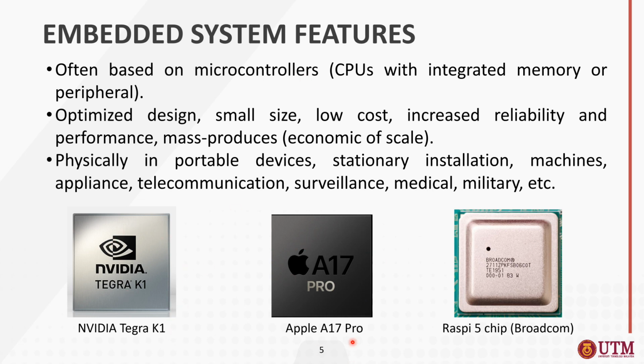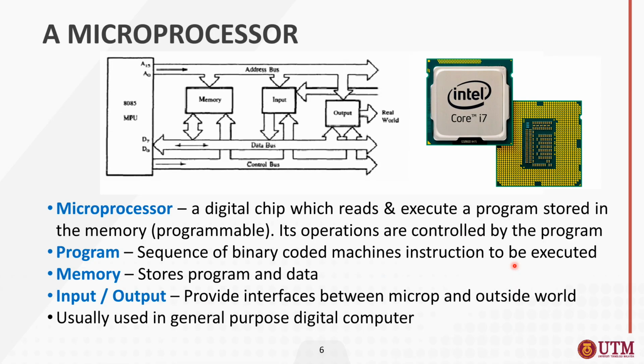The Apple A17 Pro is embedded inside mobile phones, and the Broadcom chipset here is embedded inside the Raspberry Pi 5. Right, so what is actually a microprocessor? A microprocessor is a digital chip which reads and executes a program stored in the memory, so its operations are controlled by the program.